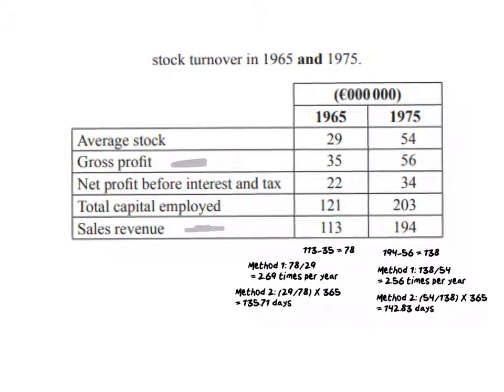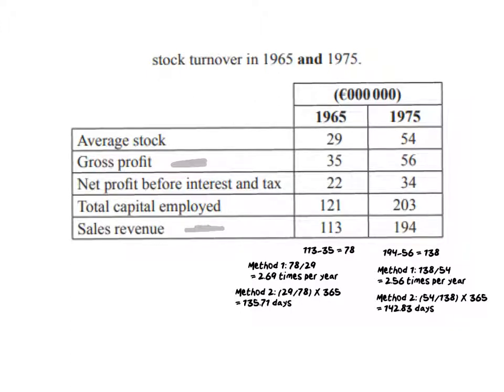So for the second method, we're doing it based on days. This time we change the formula, and we do our average stock divided by our cost of goods sold, times by 365 to get us days. And we can see that in 1965 they turned over their stock every 135.71 days. For 1975 they did it every 142.83 days.